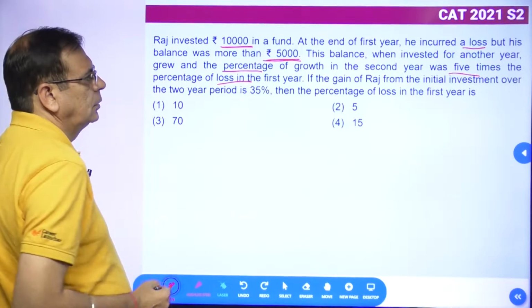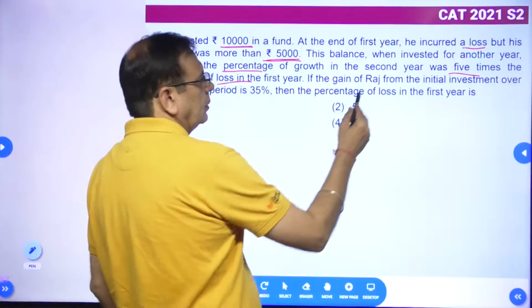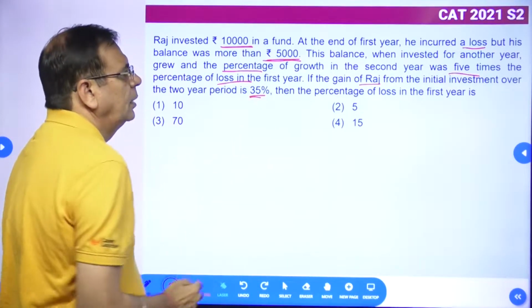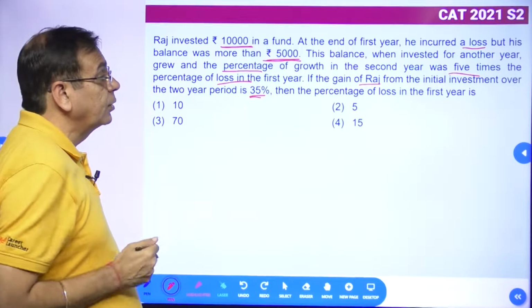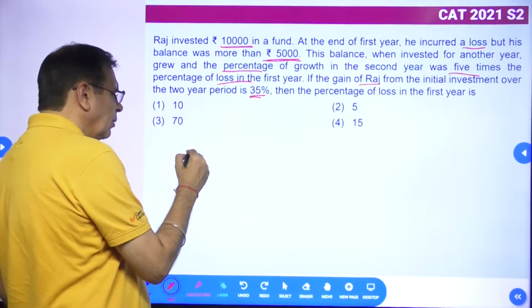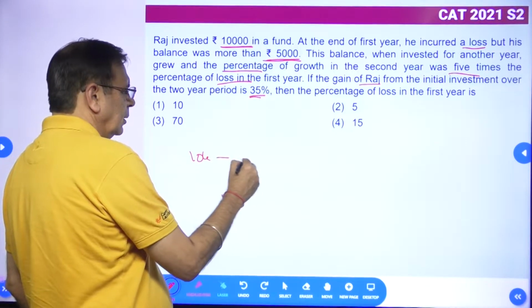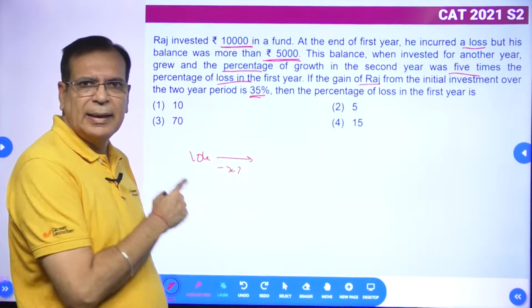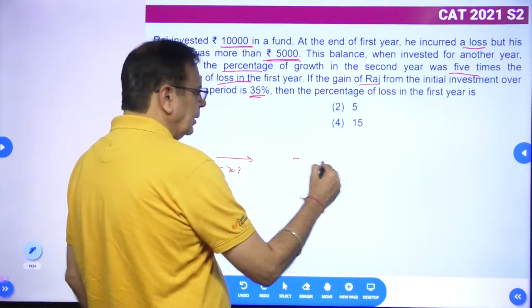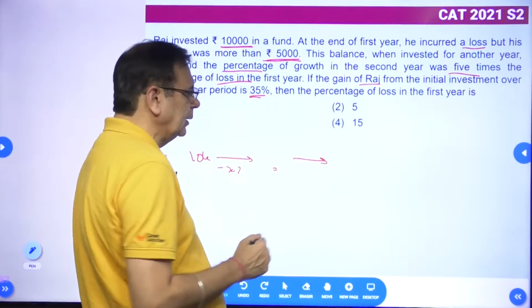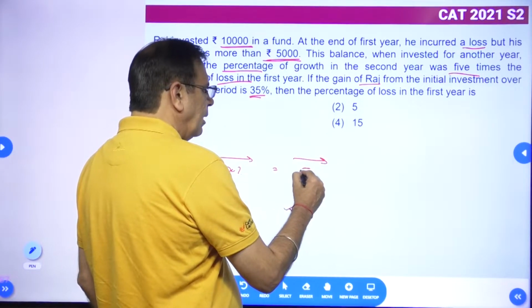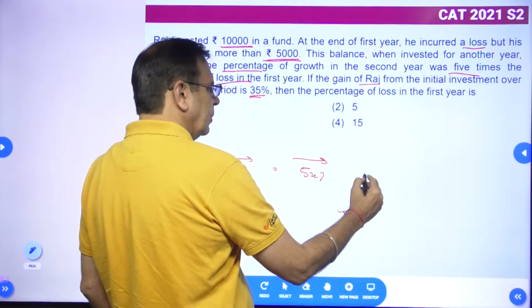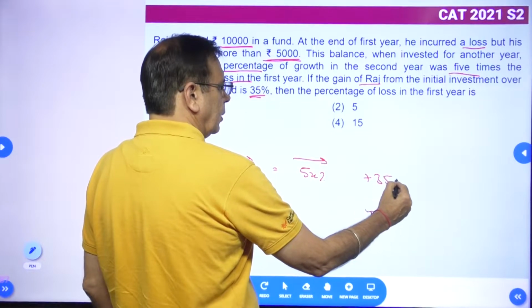If the gain of Raj from the initial investment over the 2-year period is 35%, then the percentage loss in the first year is how much? So what do we have? We have 10K initially. He has some X% loss, so I'm indicating it with a minus sign. And he has some amount, we'll come back to that later. And then he has a 5X% profit. So that finally what he gets is plus 35%.